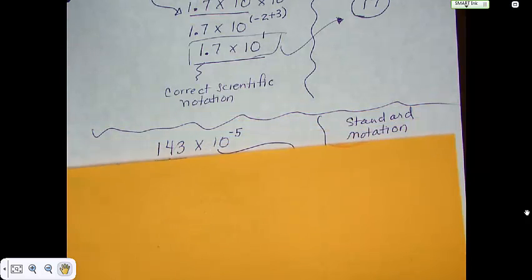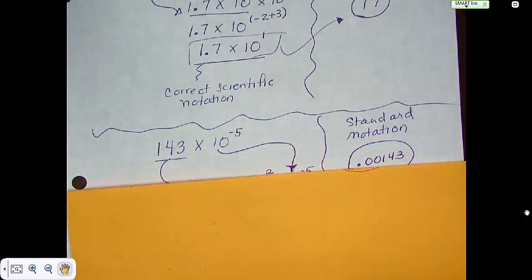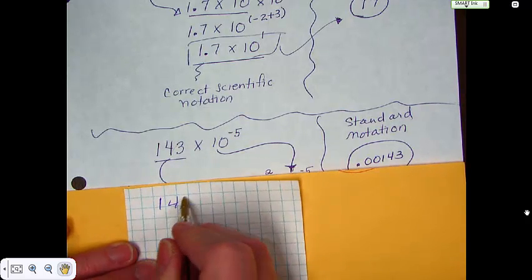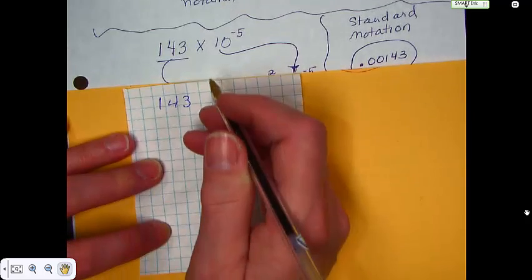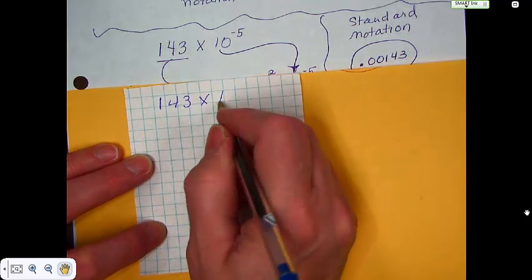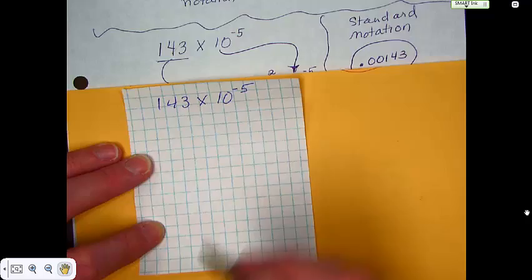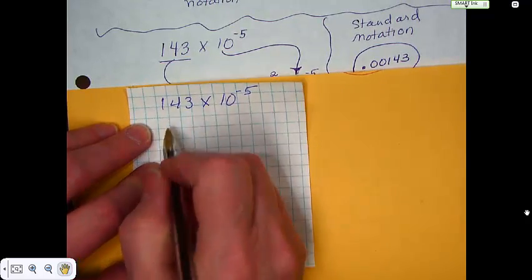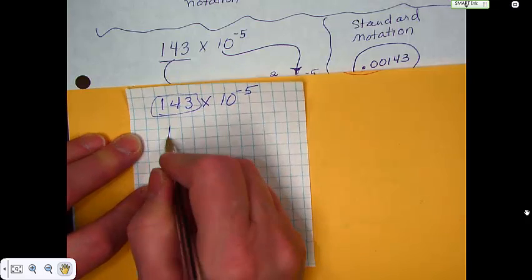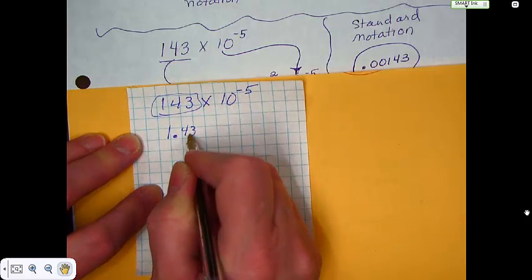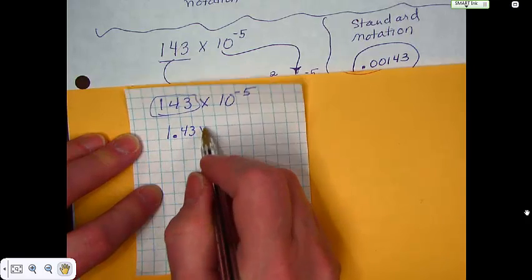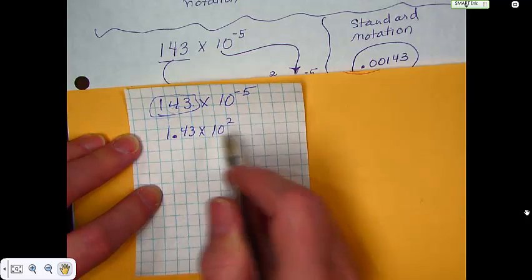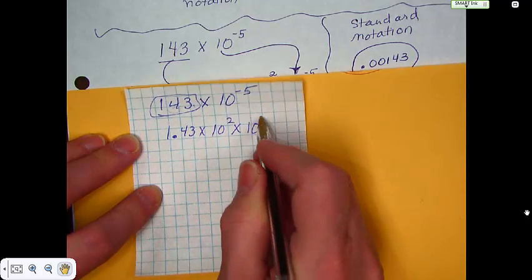All righty. Here's another one. Let's take a look at that. We have 143, which of course is not scientific notation, times 10 to the negative 5. So we start out over here, and we take this number and deal with it first. 1.43, only one number to the left of the decimal, times 10 to the second, because we'd go 1, 2 to get it to its original form, times 10 to the negative 5.